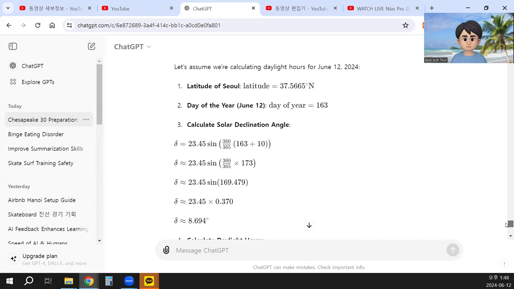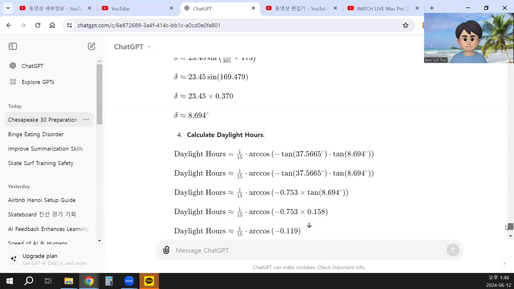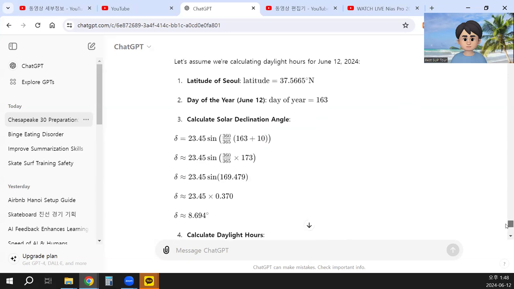Solar declination angle. Calculate the solar declination: 8.694 degrees. This is the angle. Calculate daylight hours. This is important. 15.1 daylight hours after sine and then tangent. The angle is a very important part of that. Your calculation should know about the angle. The angle is the calculated solar declination angle, 8.69 degrees, almost 9 degrees.